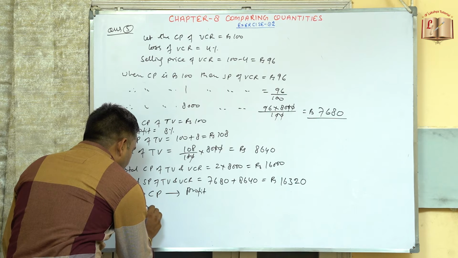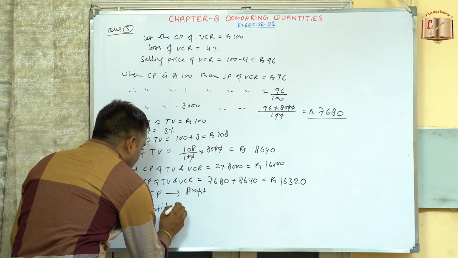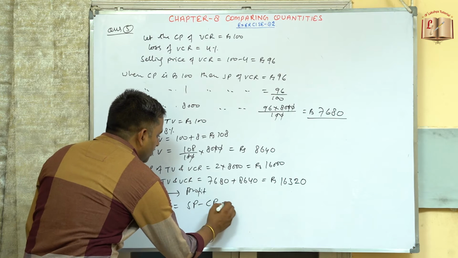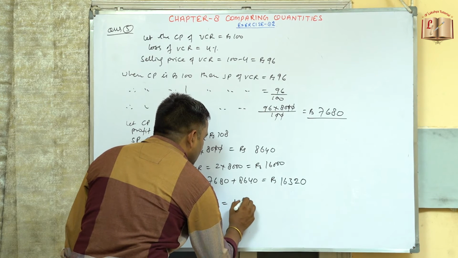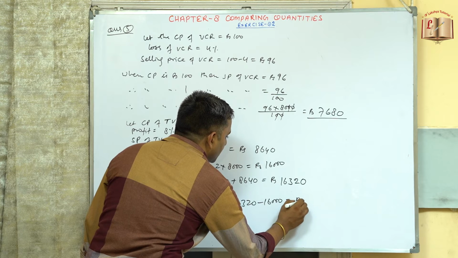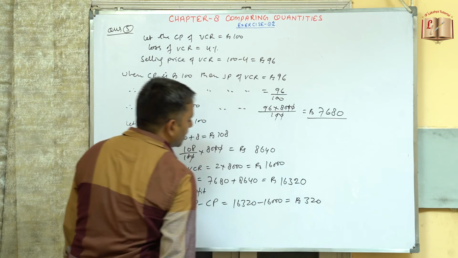So we will find out the profit. So profit will be equals to now SP minus CP. So SP we got, this is 16,320 minus 16,000. So this will be equals to rupees 320.